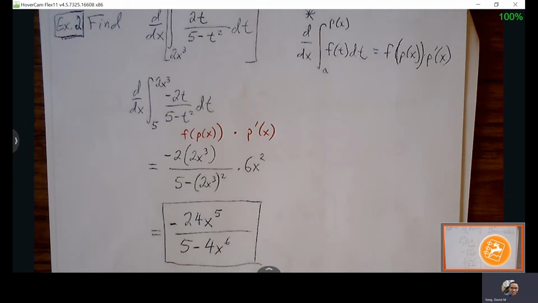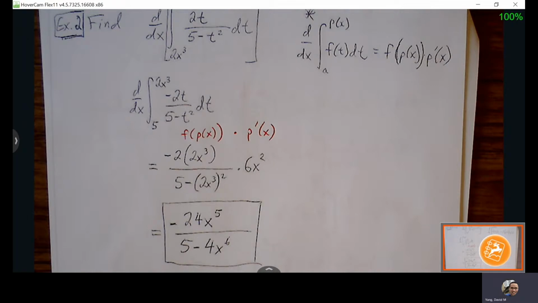All right, any questions with 2? Does everybody see the fact that we have to change the bounds, force the negative into the expression, and then work the rest of the problem out. Replace every t with 2x cubed. That's your f of p of x, and then to the side, multiply by 6x squared. That's not too hard.